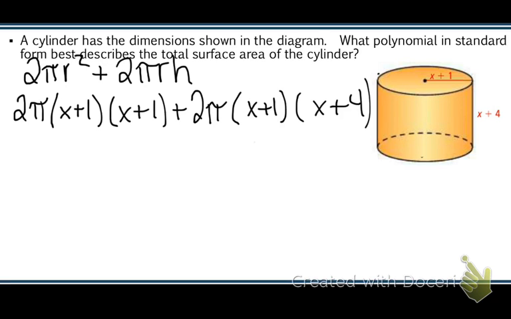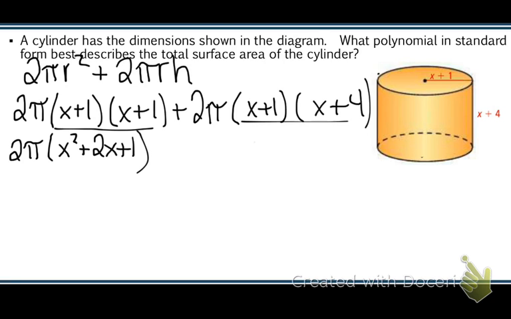By now we should be good at finding the products of these, so I'm just going to give you the product answer. So I get 2 pi times x squared plus 2x plus 1 and plus 2 pi times x squared plus 5x plus 4.